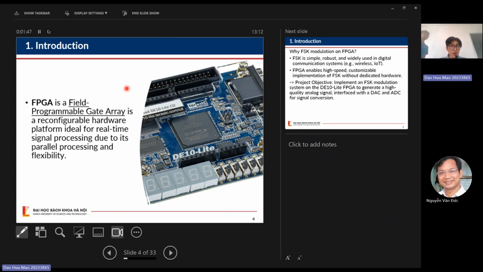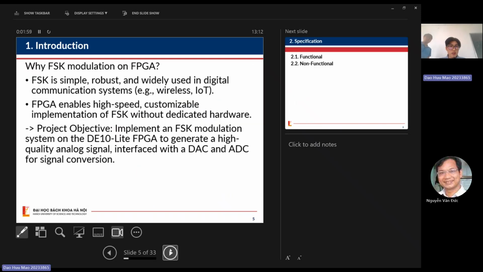Field programmable gate array is a reconfigurable hardware platform ideal for real-time signal processing due to its parallel processing and flexibility. And why do we do FSK modulation on FPGA? Because FSK is simple, robust, and widely used in digital communication systems. And FPGA enables high-speed, customizable implementation of FSK without dedicated hardware.